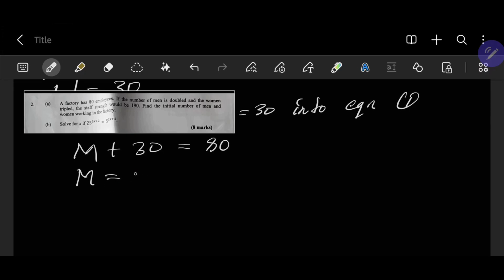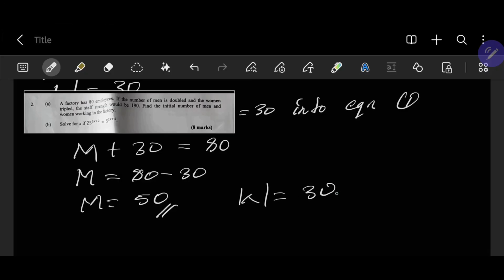So I'm going to have 80 minus 30, which is equal to 50. So the number of men is equal to 50. Okay. So we have M equal 50 and W equal 30.